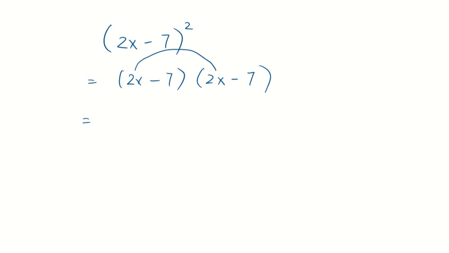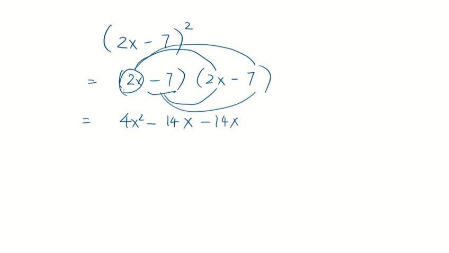2x times 2x, that's 4x squared. 2x times negative 7, that's negative 14x. Done distributing this 2x. Now distribute this negative 7. Negative 7 times 2x, negative 14x. Negative 7 times negative 7, that's positive 49. Combine like terms. We have 2 like terms in the middle. That's negative 28x plus 49.